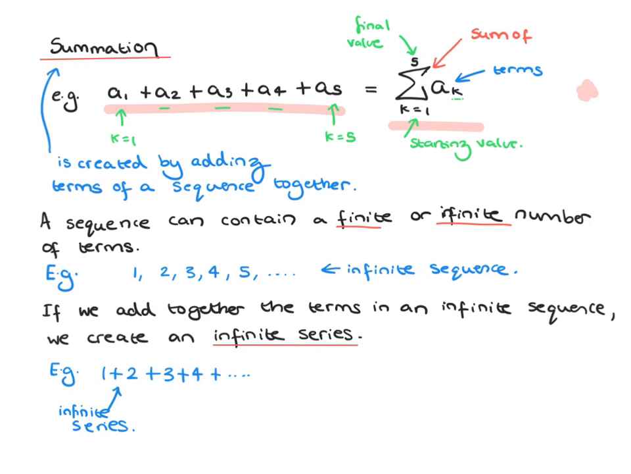We could write, for instance, sigma a_k between k equals 1 and infinity. And this means we're adding together all of the terms of an infinite sequence, so creating an infinite series. Now at this point, very rightfully, you might be thinking, how on earth do you add together an infinite number of terms to create an infinite series? But this will be revealed shortly when you do a little bit more work on sequences.